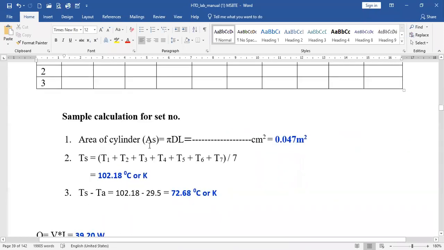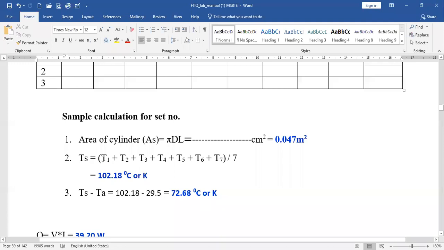Now the area of cylinder can be calculated with the help of pi dl. So we know the diameter and length of this copper tube, so we can calculate this area. This area comes 0.047 meter square.